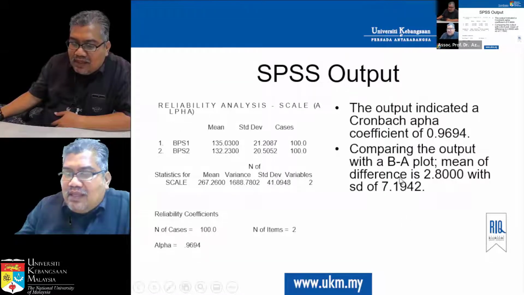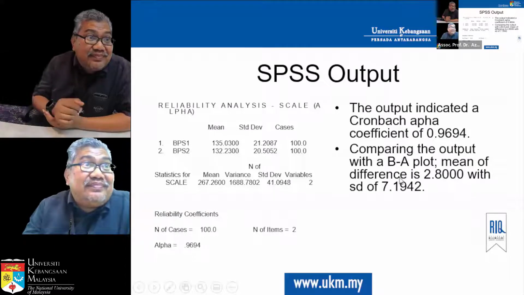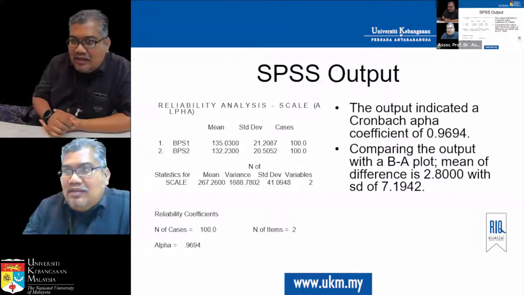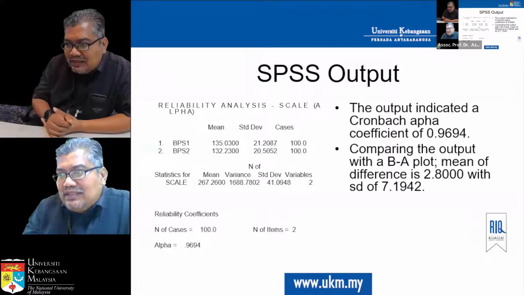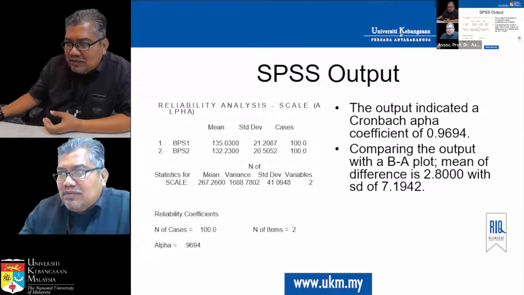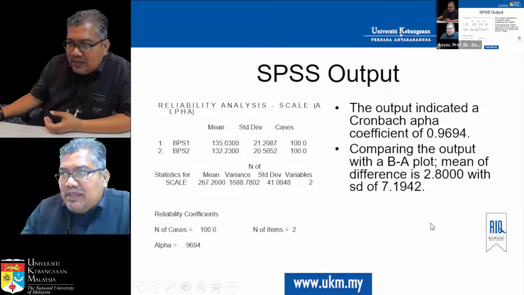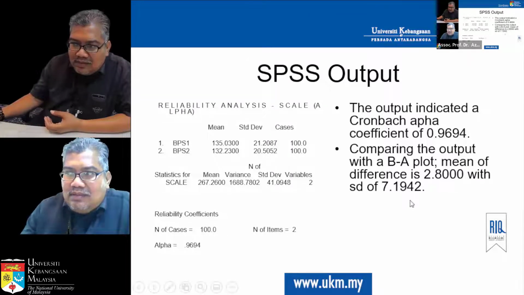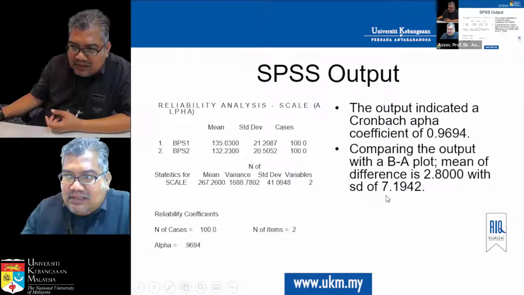Okay, and this Cronbach's alpha shows that your value is 0.9694. Okay, so Cronbach's alpha is 0.9694. So the mean difference is 2.8, mean difference SD of 7.19.